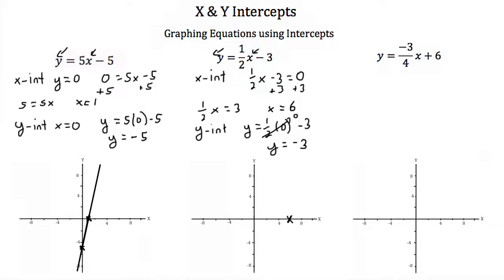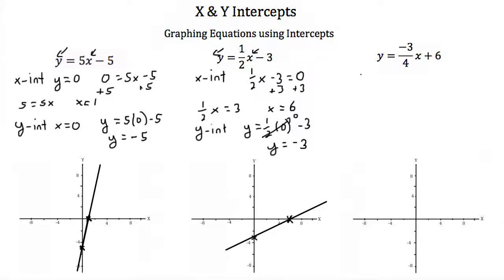So we go to our y-axis and we go down to negative 3, and we put our point there. And then again, we just have to connect the dots, and there's our graph of y is equal to 1/2 x minus 3.